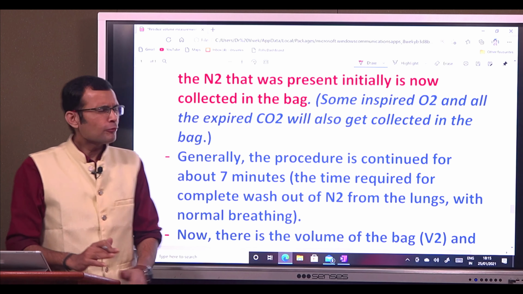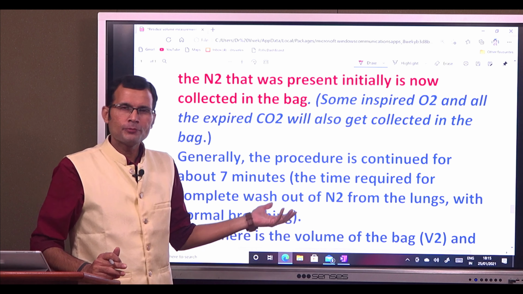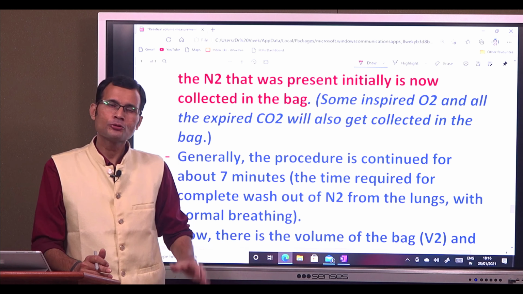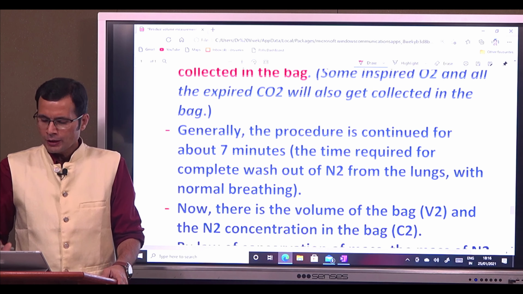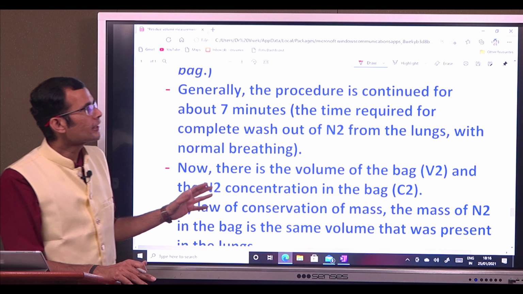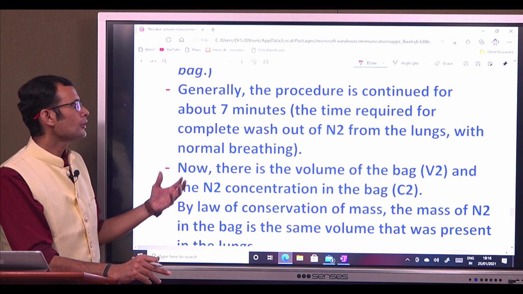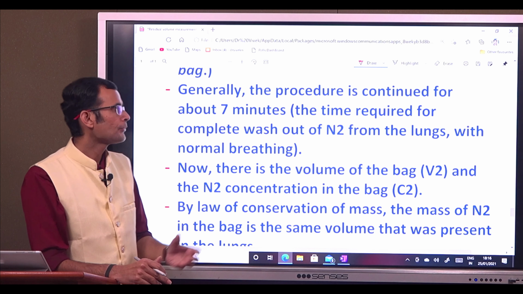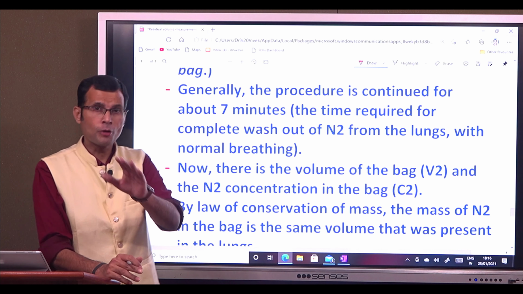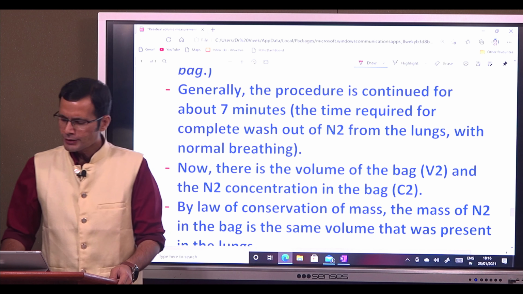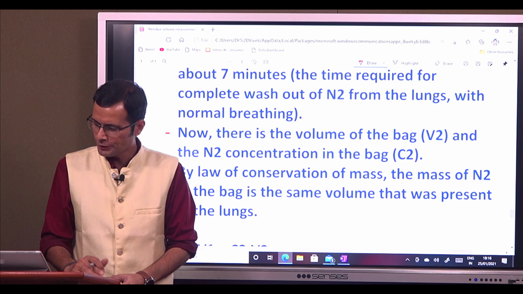Some amount of inspired oxygen will also come out into the bag, and of course carbon dioxide also comes out, so that will be there too. Generally, the procedure is continued for about 7 minutes. 7 minutes is the time required for complete washout of nitrogen from the lungs with normal breathing. The person's breathing is normal, quiet breathing. 7 minutes will be required for this procedure.